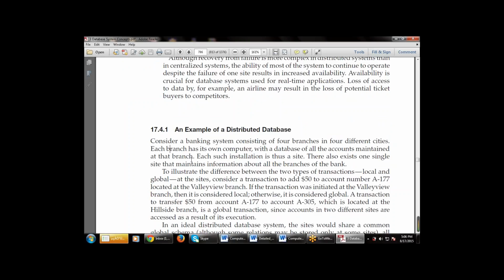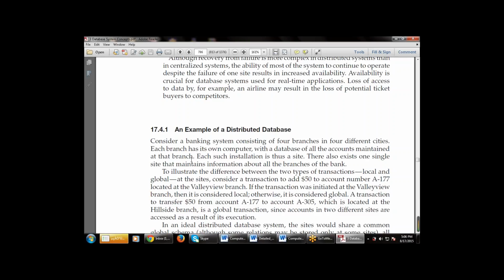There also exists one single site that maintains information about all the branches of the bank. Suppose I am talking about a bank that is available at 4 sites, so there will be one distributed database system that contains the information of all the branches of the bank.